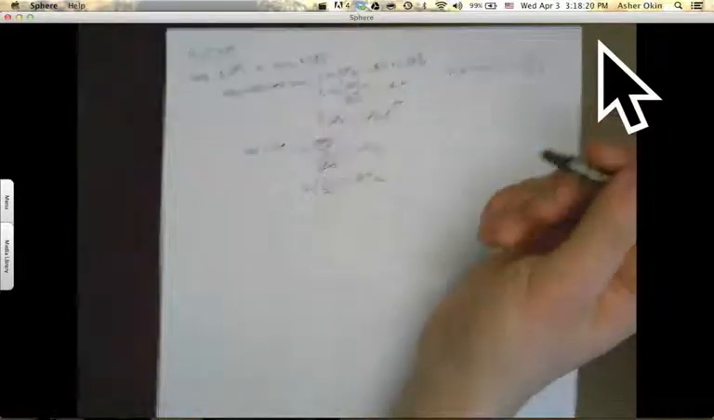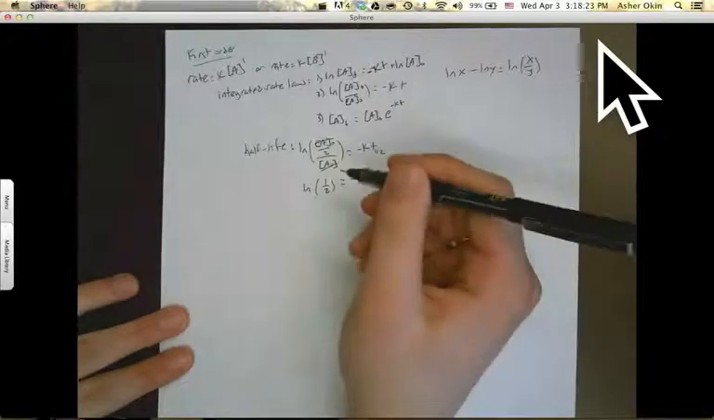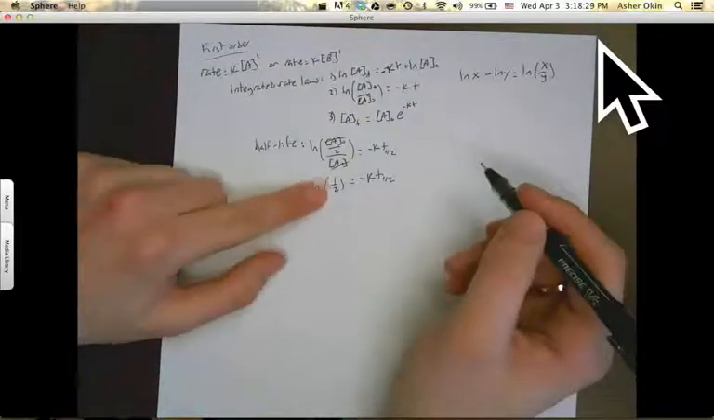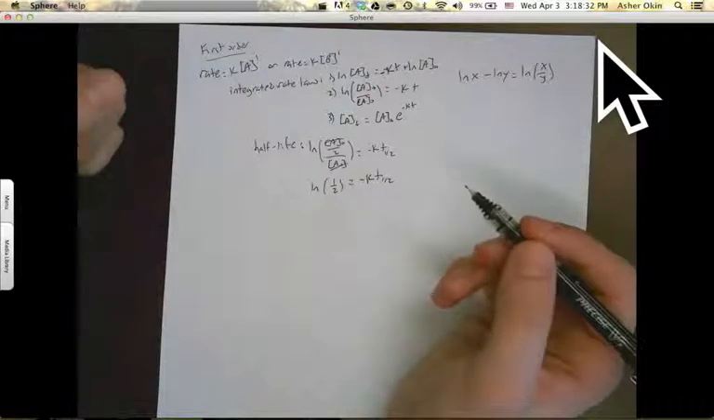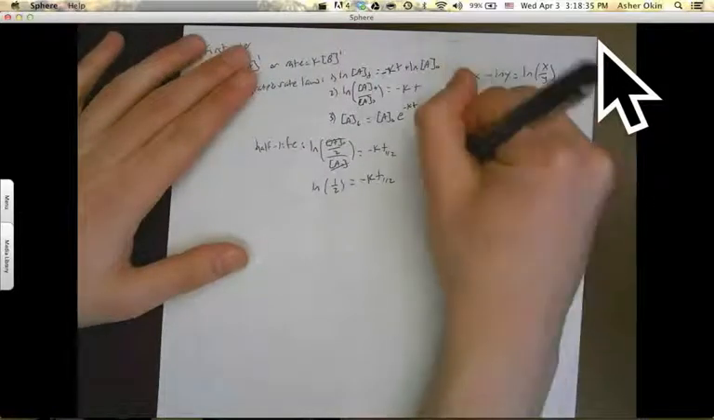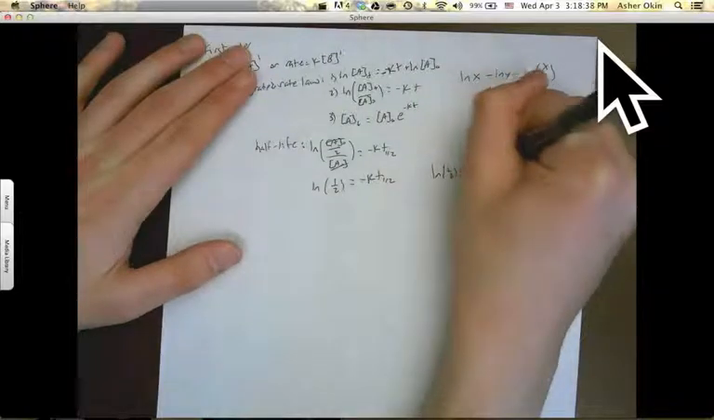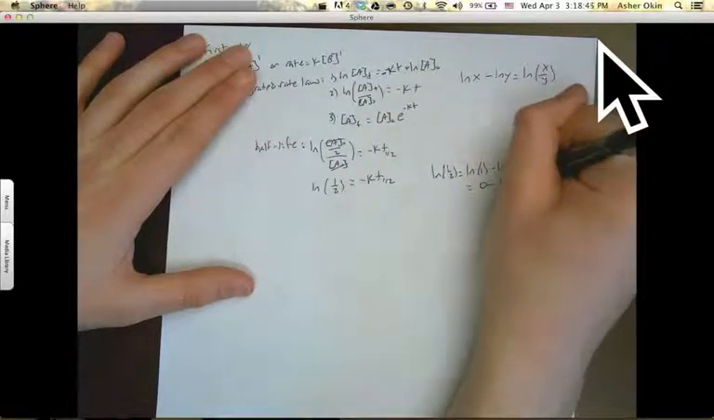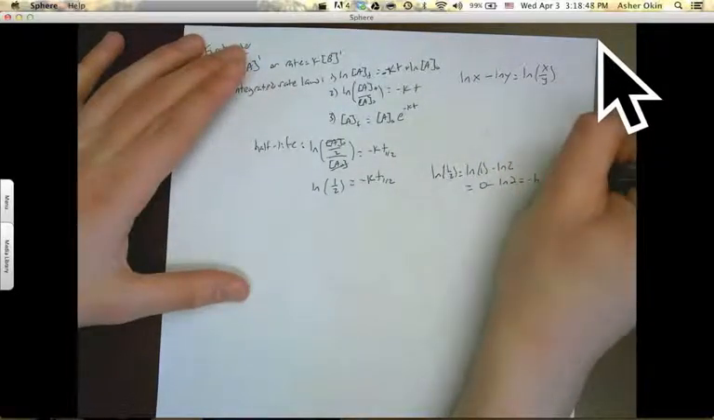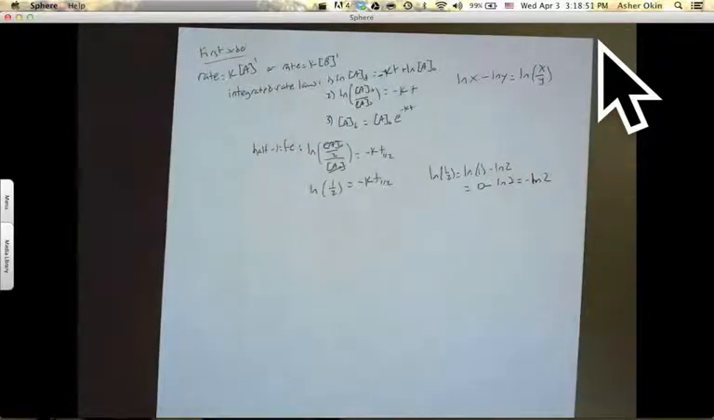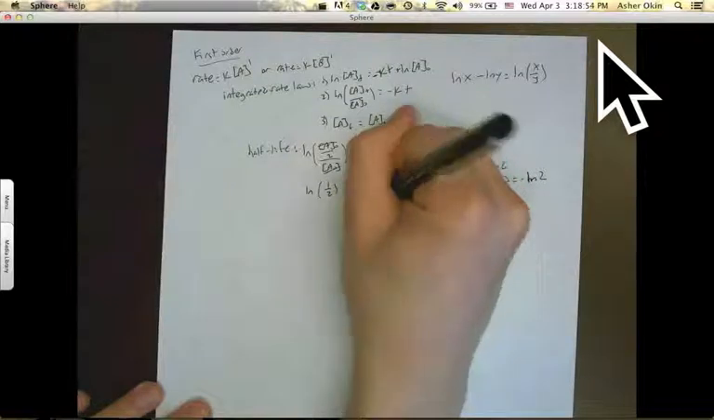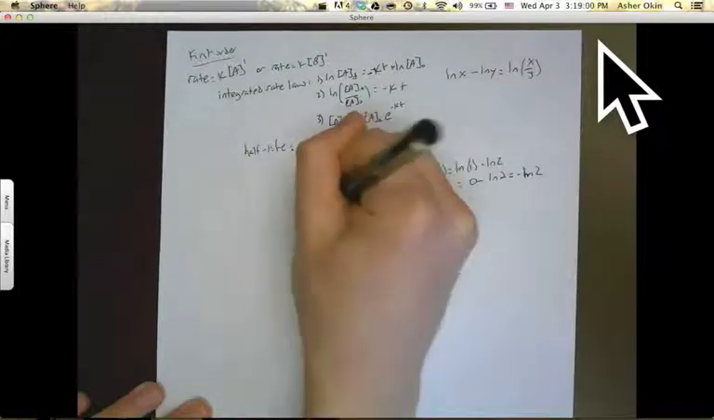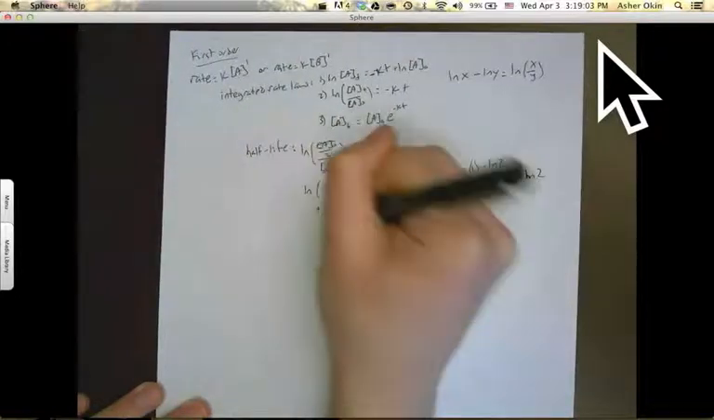And just for simplicity's sake, we know that the natural log of 1 is actually going to be 0. So if we do the natural log of 1/2, that's the same thing as the natural log of 1 minus the natural log of 2. So that's the same thing as saying 0 minus the natural log of 2, or the negative natural log of 2. So our t 1/2, we're going to combine a couple steps here, is the natural log of 2 over k. We can say that they're both opposite, but those negatives will cancel each other out.